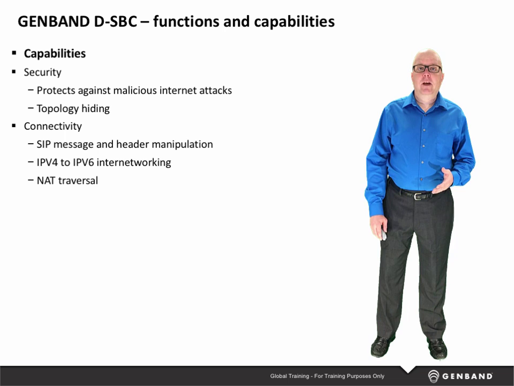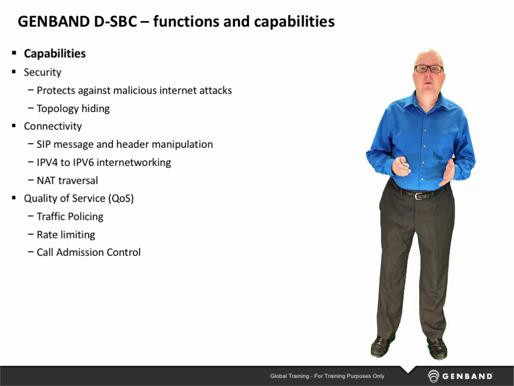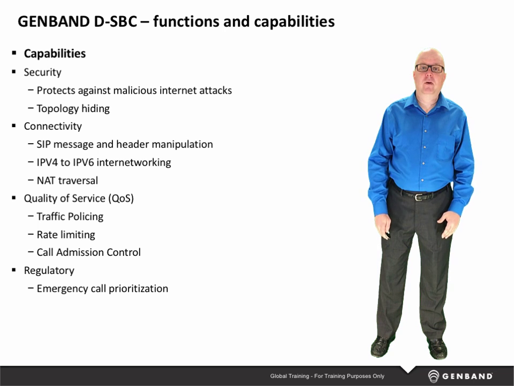Connectivity, we're going to be able to manipulate the SIP headers and SIP messages coming into the system. We can seamlessly handle IP version 4 to IP version 6 and do NAT Traversal. We're going to be able to provide quality of service measurements of your actual phone calls so that you can pull reports and do things like traffic policing. We can have bandwidth limitations to limit rates, provide rate limiting on phone calls, and do call admission control. And we can also prioritize emergency phone calls.